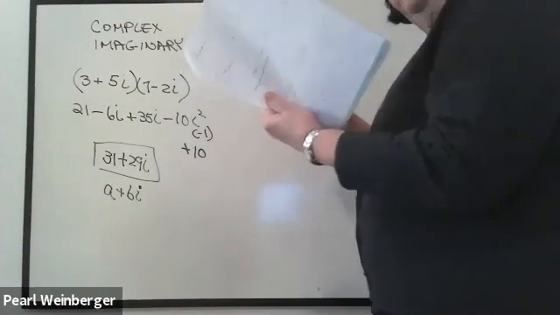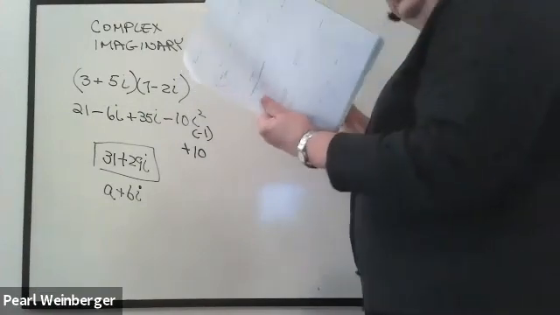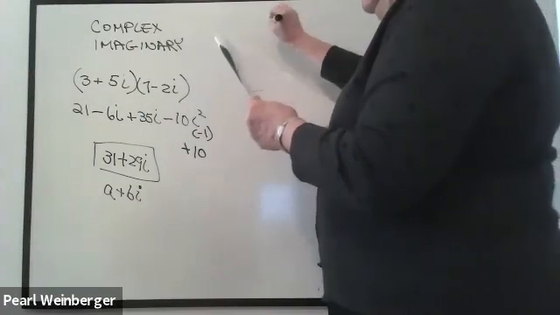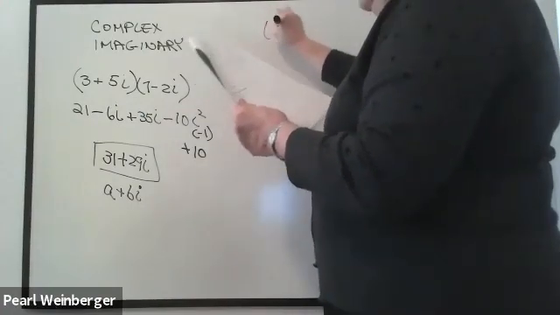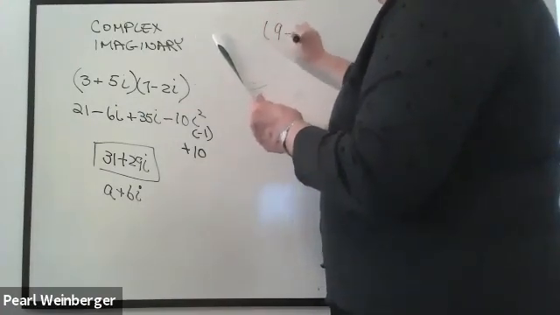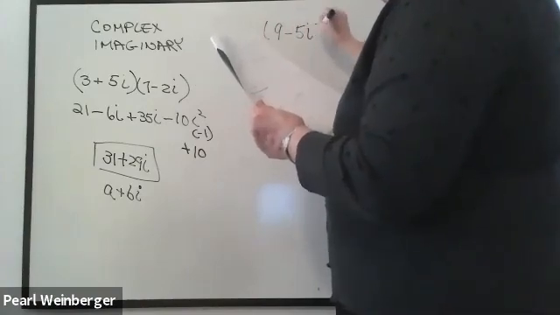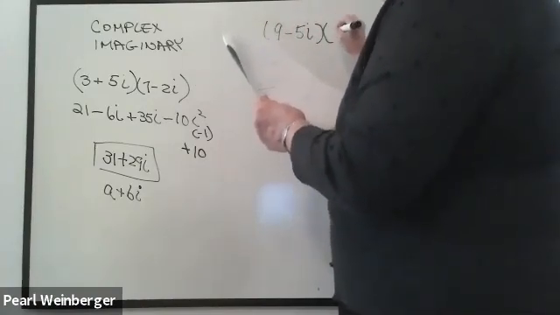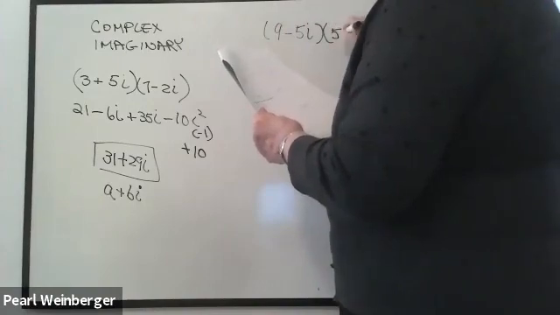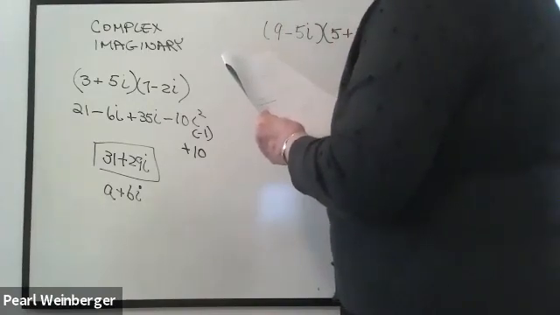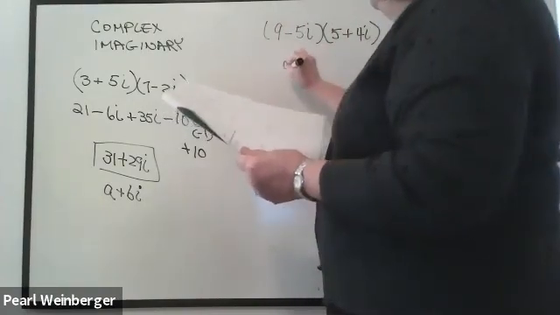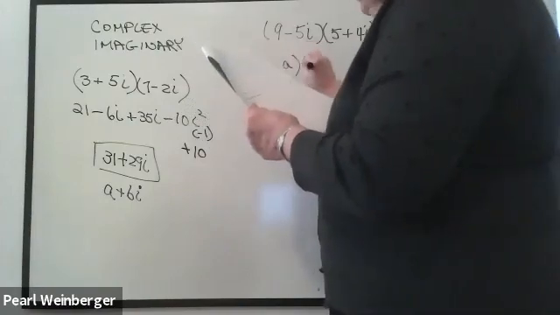It says simplify and write your answers in the a plus bi form. And here's the question. I have 9 minus 5i times 5 plus 4i. And it's a multiple choice question, so I'll give you the choices.